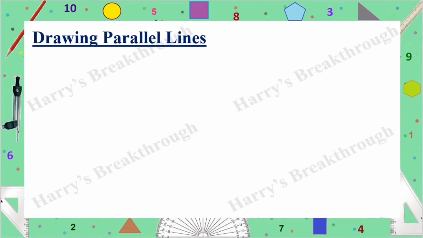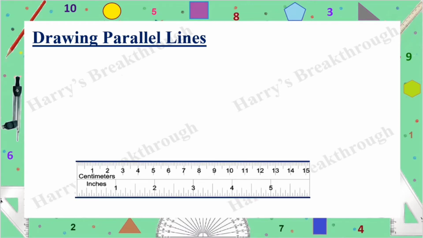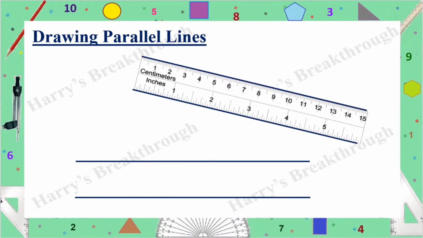Now, let's discuss how to draw parallel lines. Can we use any instrument in our instrument box to draw parallel lines easily? We have a scale or ruler in our instrument box, right? So the opposite sides of a scale are parallel. So we can use a scale to draw parallel lines. If we draw two lines along the two opposite sides, we will get a pair of parallel lines. Like this, by using a scale, we can draw parallel lines.